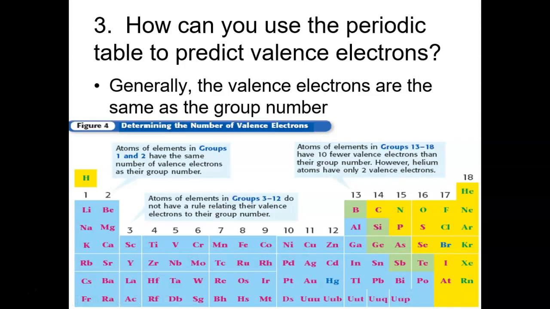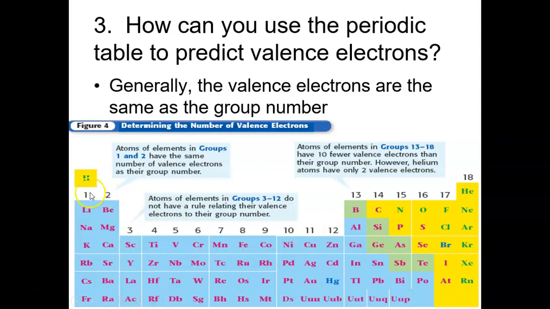All right, now it's kind of interesting, moving on to question number 3, we can actually use the periodic table to help us predict with some elements how many valence electrons they're going to have. So question number 3 says, how can you use the periodic table to predict valence electrons? Well, generally speaking, for at least a large portion of the periodic table, the number of valence electrons is either the same as or at least related to the group number.